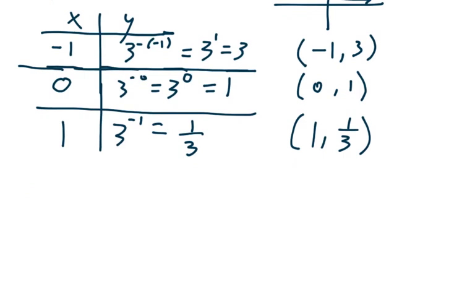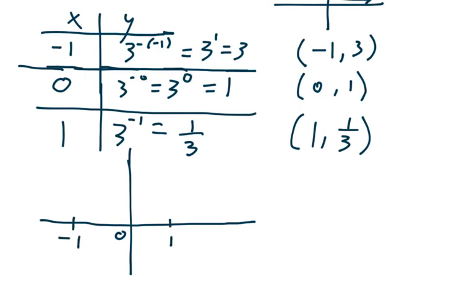So with those, we can now make a better graph. At 1, we're going to have a third, so I'm going to put that between 0 and 1. At 0, we get 1, and at negative 1, we get 3. So the graph is going to look something like this.